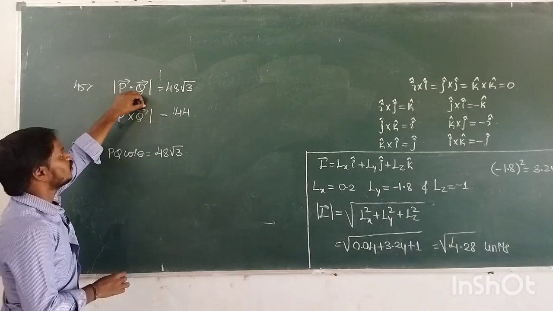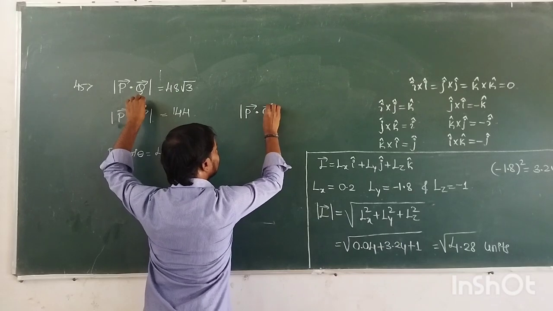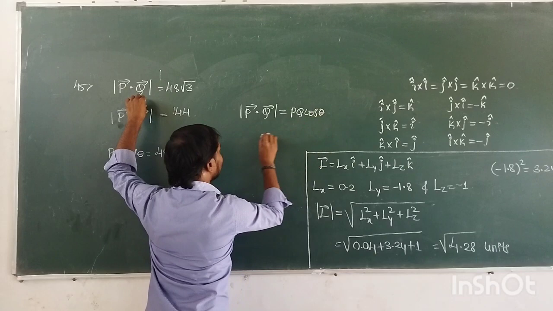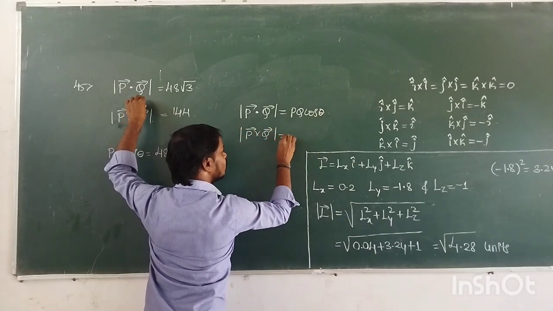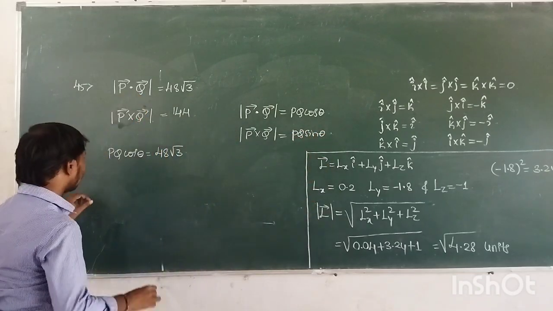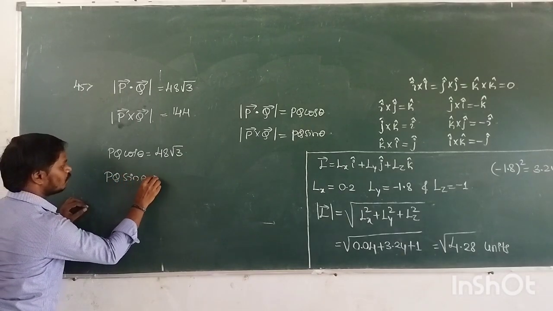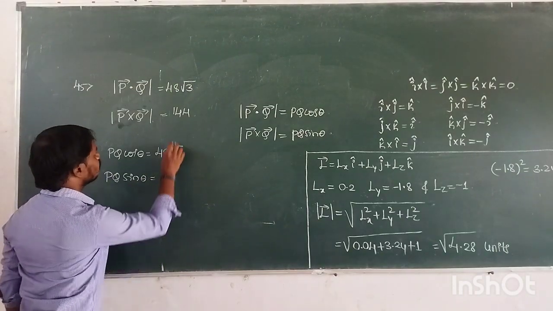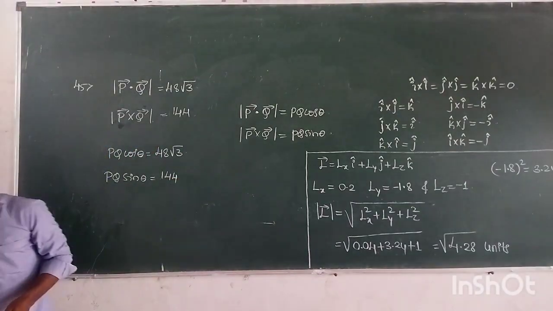Next, the magnitude of P cross Q. So remember this point. The magnitude of P dot Q is nothing but PQ cos theta, and the magnitude of P cross Q is PQ sin theta. PQ sin theta is equal to 144.